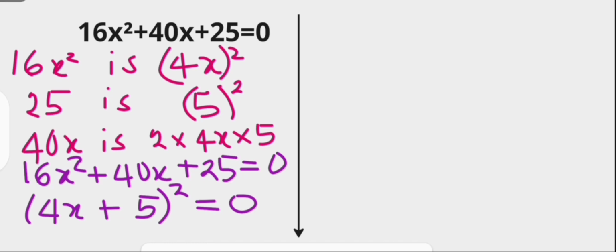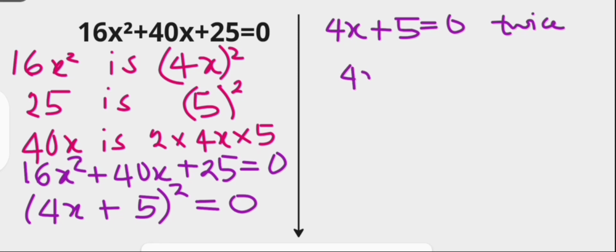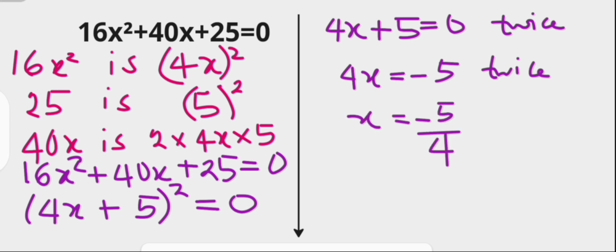Now, as before, this is a perfect square, which means we are going to have a repeated root such that 4x plus 5 must be equal to 0 twice. Then 4x must be equal to minus 5 twice. And dividing both sides by 4, x is going to be minus 5 over 4 twice as the solution or the root of the equation.